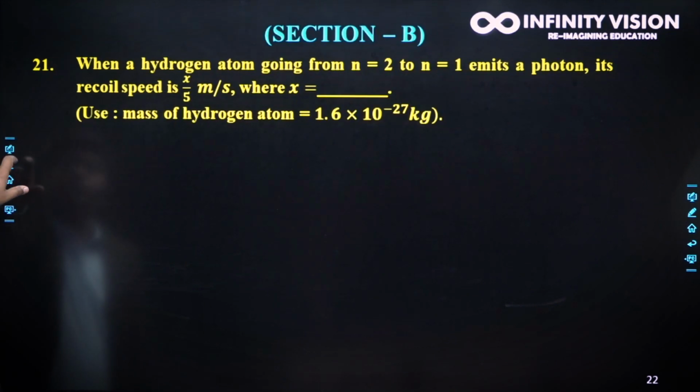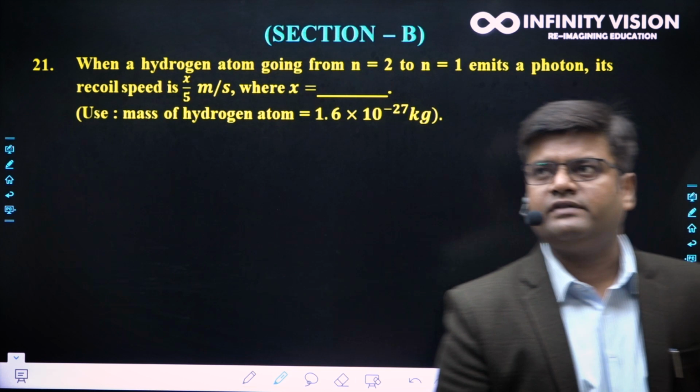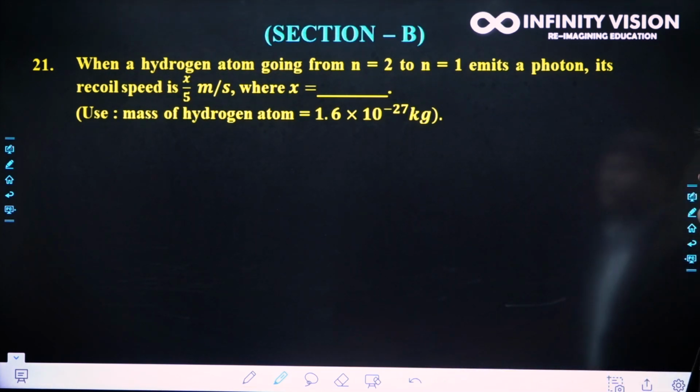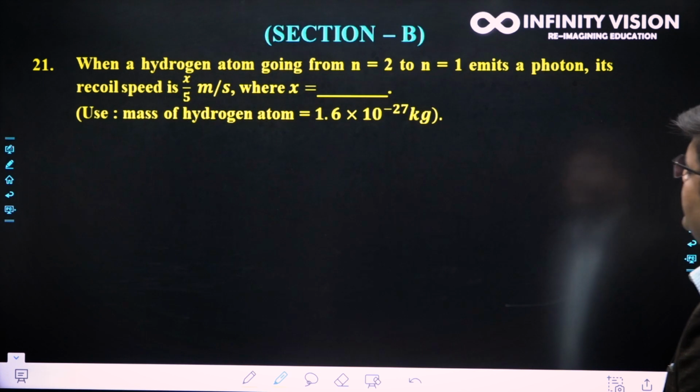Now coming to question number 21. Section A has been completed. From here onwards, we will be dealing with section B, which is the numerical answer type questions. The first question is: when a hydrogen atom going from n equal to 2 to n equal to 1 emits a photon, its recoil speed is x by 5, where x is.